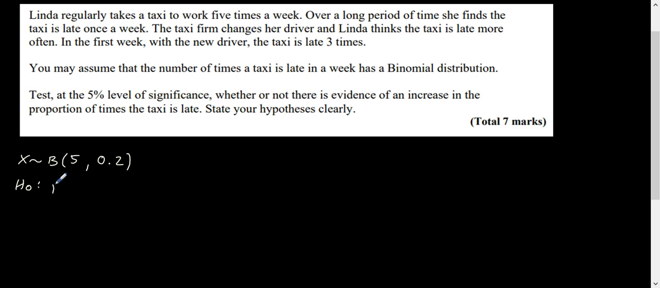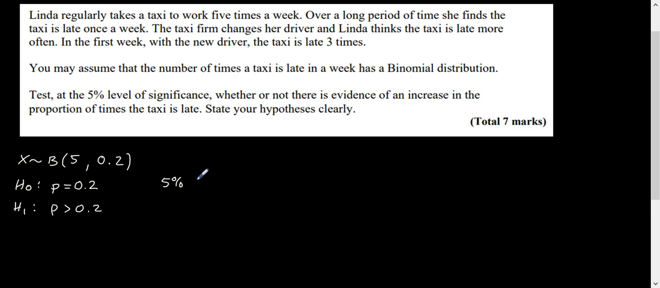So H0, if you remember, is our "there's nothing to see here" hypothesis, i.e. that the probability is what it says it is, that it's 0.2. It's no different. Nothing has changed. Our alternative hypothesis, remember, is the one that we're testing, and yesterday we observed that it was always testing less than, so something had decreased. Well, today we're going to be testing to see if it's greater than, because there's a couple of sections in the question that allude to this. Linda thinks the taxi is late more often, and then we're testing to see if there is an increase in the proportion of times. So both of those little clues tell us we're testing for a probability greater than 0.2.